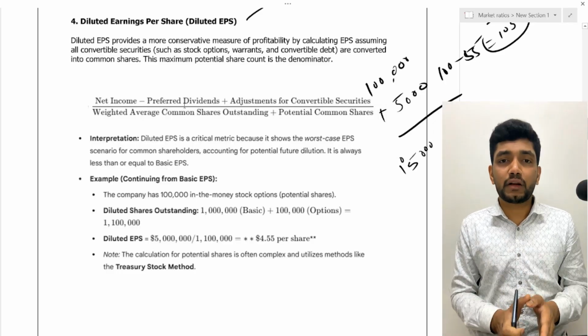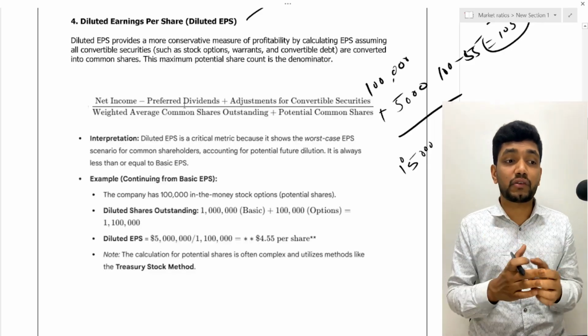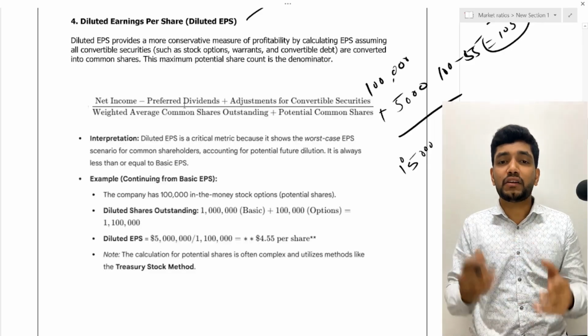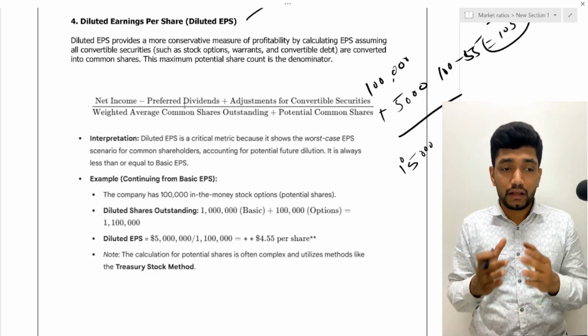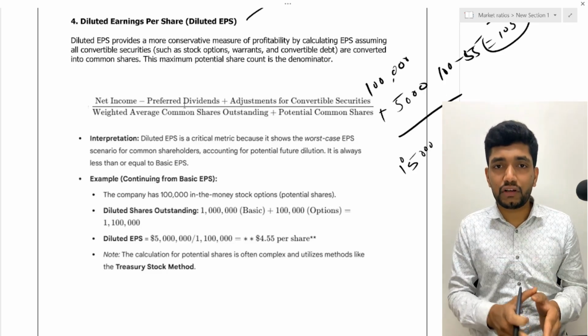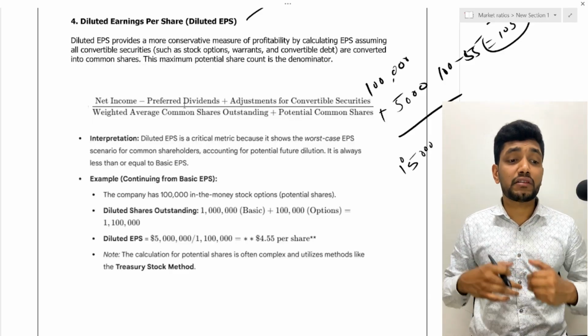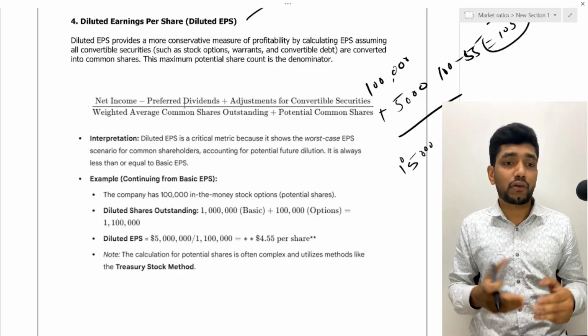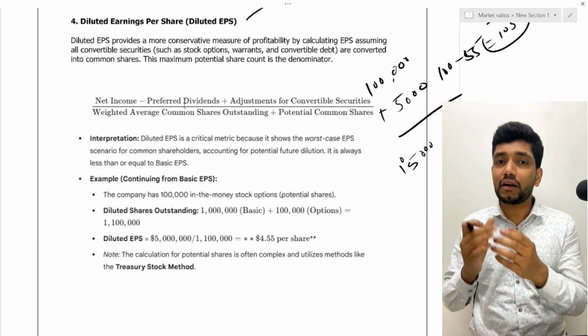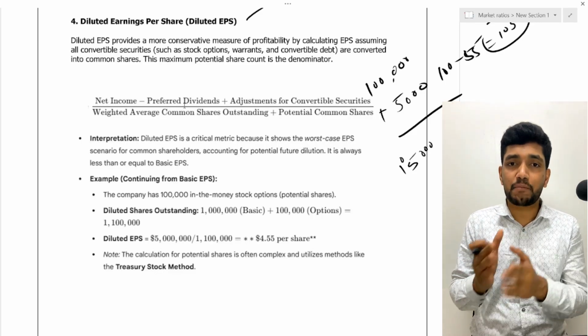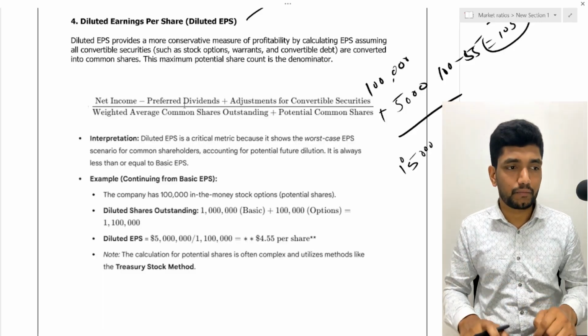So this is about diluted earning per share. Diluted earning per share is similar to basic earning per share, but it also considers the potential common shares in the equation. Again, this shows the worst case EPS scenario for common equity shareholders if all conversion or all dilution happens into equity shareholders.